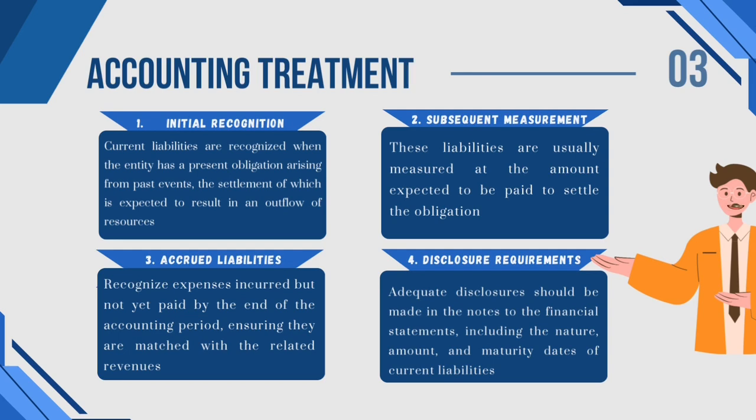The final step to the accounting treatment for current liabilities is disclosure requirements. Adequate disclosure should be made in the notes to the financial statement, which includes the nature, amount, and the maturity date of current liabilities. This allows shareholders and auditors to check if the financial statement is accurate and allows shareholders to perform assessment to see if the company is worth investing.